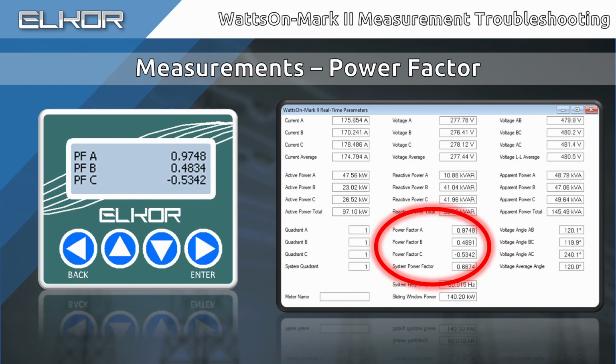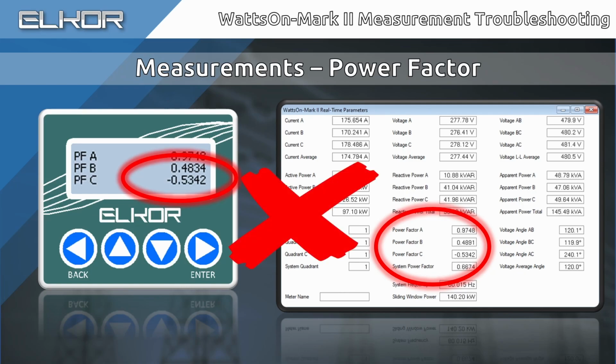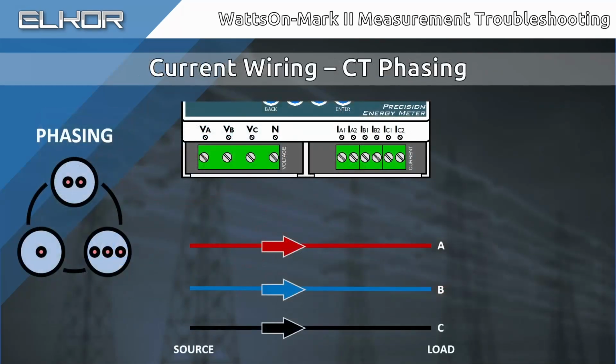If this is the case, especially if the power factor is low in 2 or more phases, it typically indicates a voltage and current mismatch. Inspect the CT phasing to ensure that the voltages and currents are in the correct phase with one another. CT phasing refers to the correct matching of voltage and current inputs.